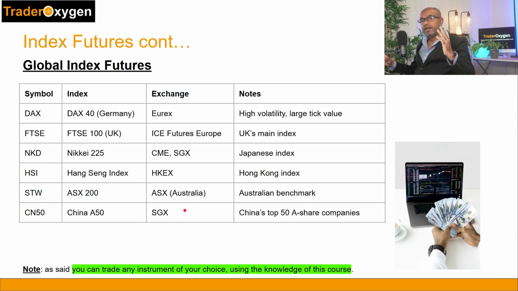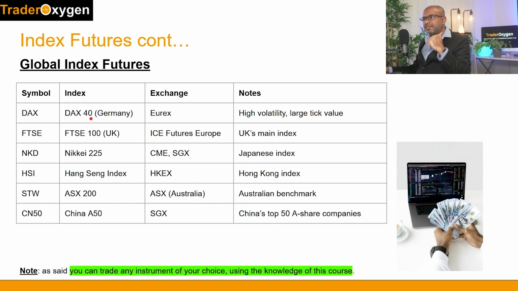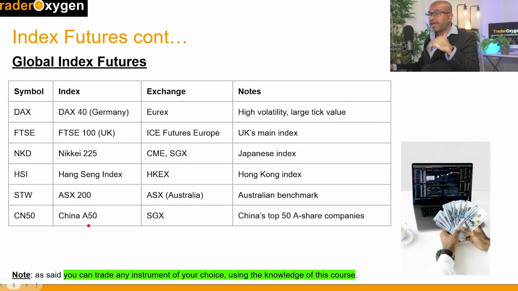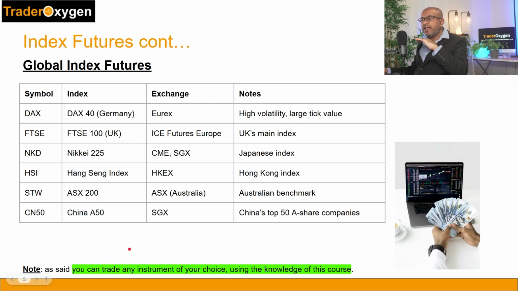Then what are global index futures? You can also trade global index futures such as DAX, Germany, FTSE, UK, Nikkei or anything in this list. And again, as said earlier, you can trade any instrument of your choice using the knowledge you will be gaining in this course. Okay, let's look at contract delivery months and expiration dates of index futures now.